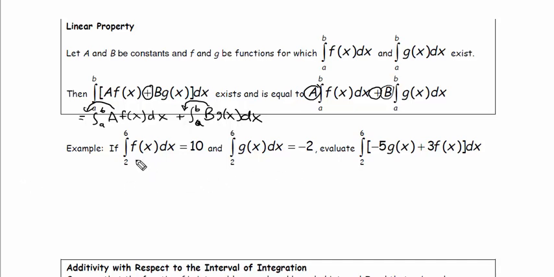Alright, so if the integral from 2 to 6 of f of x dx is 10, and the integral from 2 to 6 of g of x dx is negative 2. Now, the one thing I want you to realize is that this a is 2 and this b is 6 for both of these. So I'm not going to mix and match the a's and the b's if they're in a single integral like this.